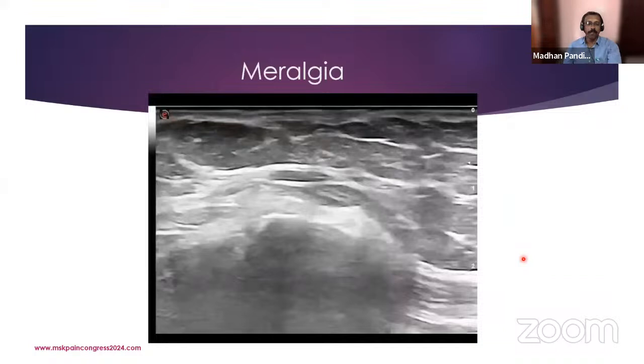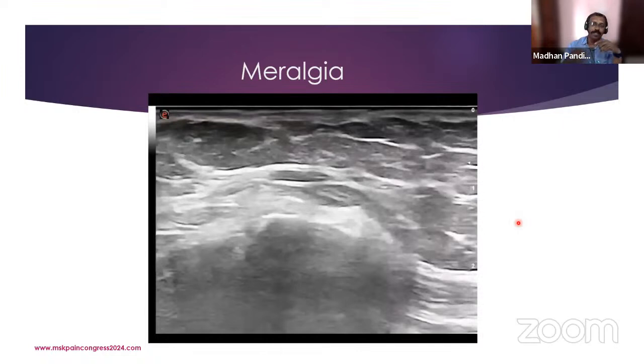One very important condition is Meralgia Paresthetica. Meralgia paresthetica is nothing but entrapment of the lateral femoral cutaneous nerve just below the inguinal ligament. You know the risk factors: a tight belt line, an obese patient, a female who tries to tie a tight skirt. All these patients do develop a meralgia paresthetica.